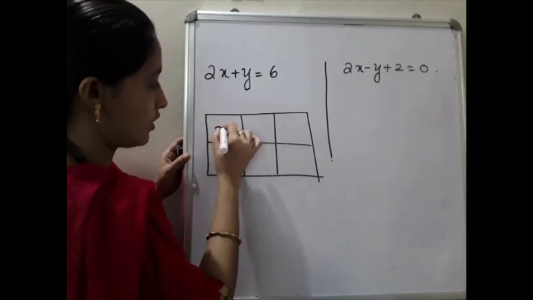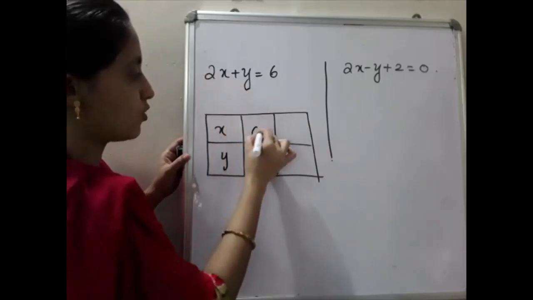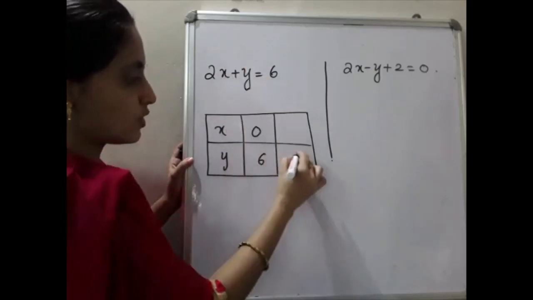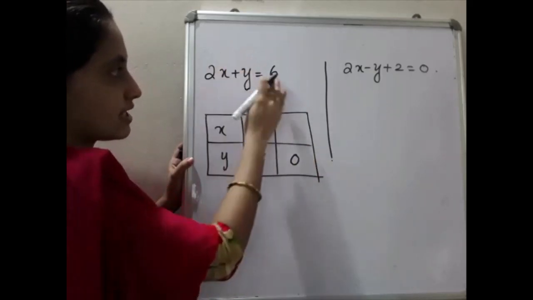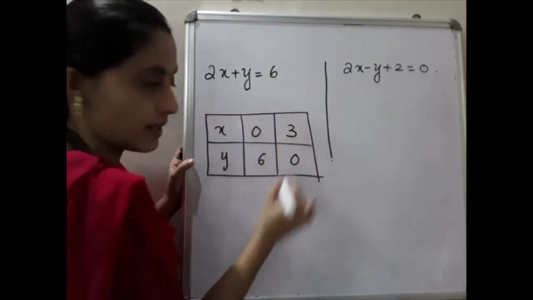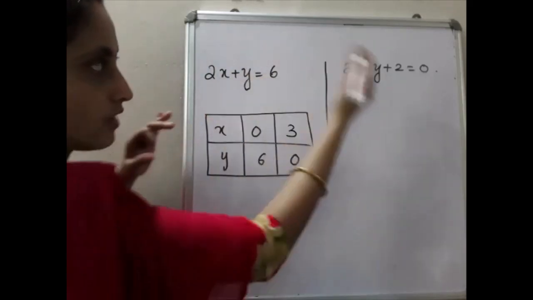Then x value, y value. If you put x is equal to 0, what is the y value? 6. Clear? If you put y is equal to 0, that means 2x is equal to 6. So x will be equal to what? 6 by 2, that is 3. Hope you understood this. Then we will move to the next section.